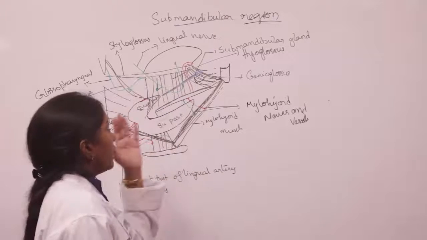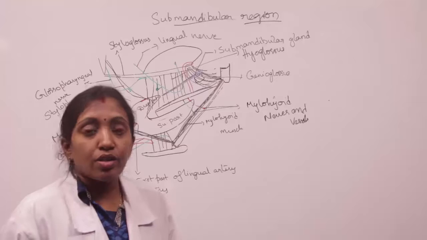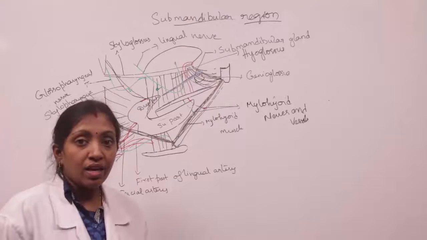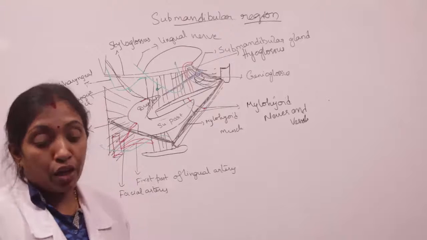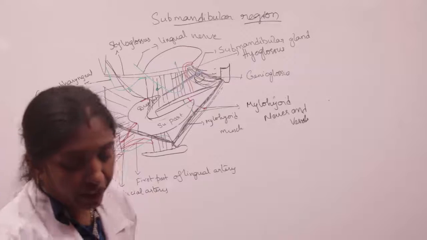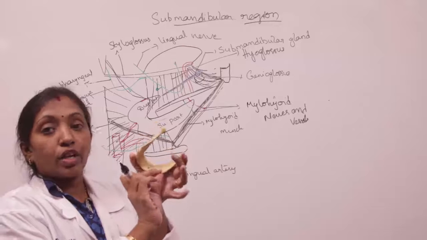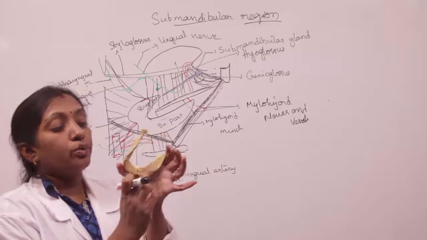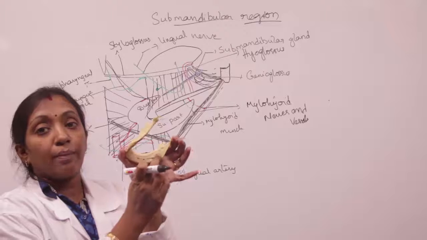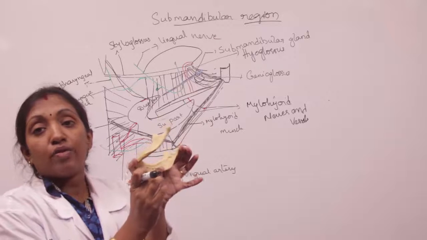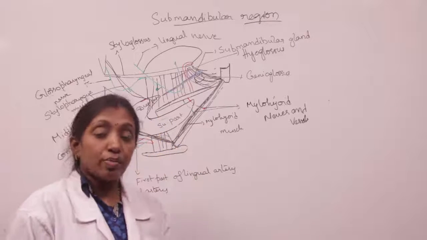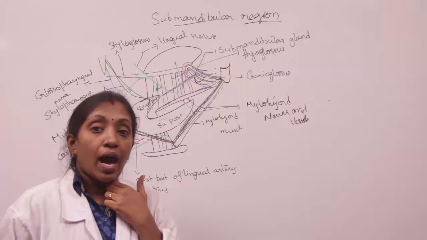So today we are discussing the submandibular region. The submandibular region extends from the submandibular fossa of the mandible to the hyoid bone. The submandibular fossa of the mandible is present here, up to just near the mylohyoid line. It extends from the submandibular fossa of the mandible to the hyoid bone.